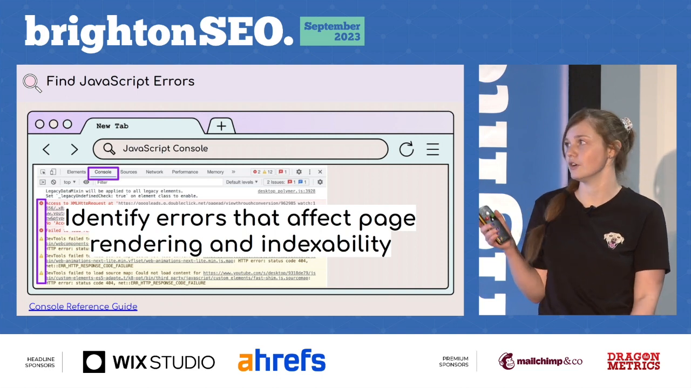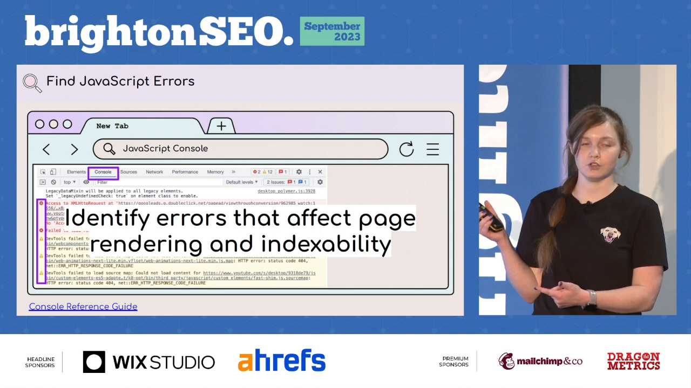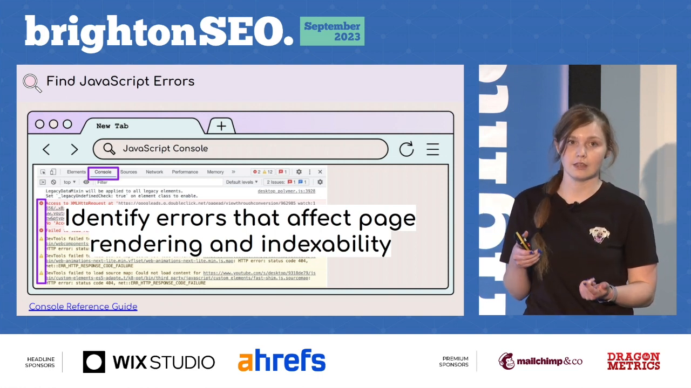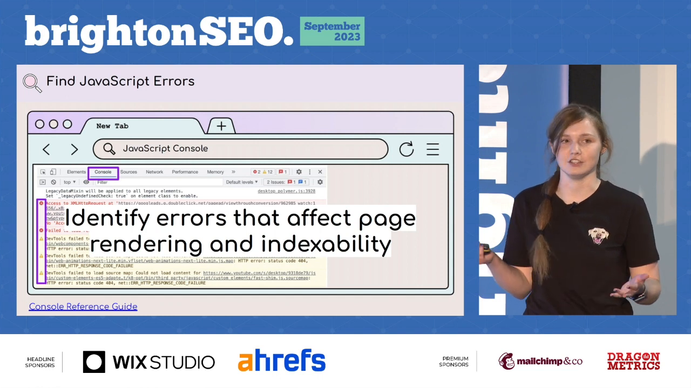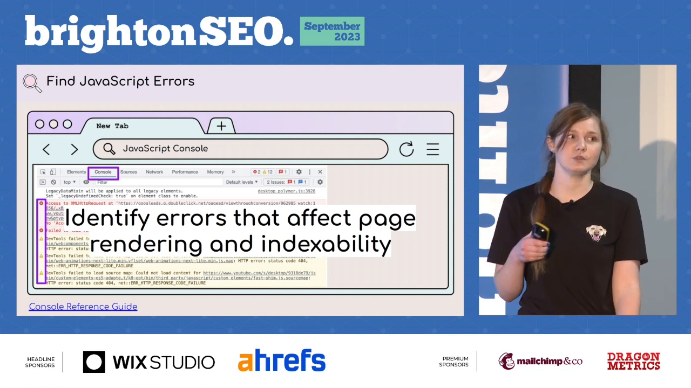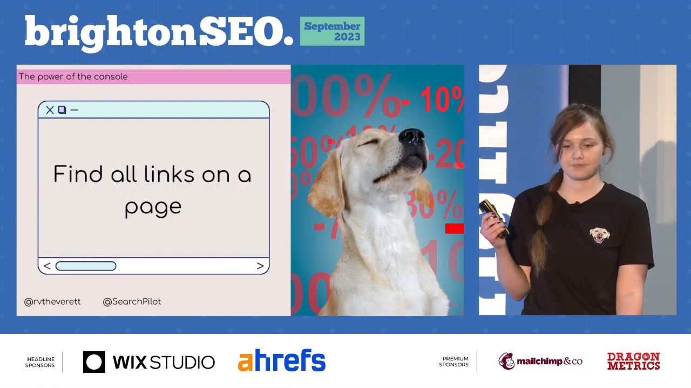So the key thing to look for here, because you're not able to see them as a user, the console will show you all of those errors, and you can find which ones are causing issues for Google. Obviously, this isn't something as SEOs we have much control over, unfortunately, but it does arm us with the information we need to share with our developers about what needs to be fixed.